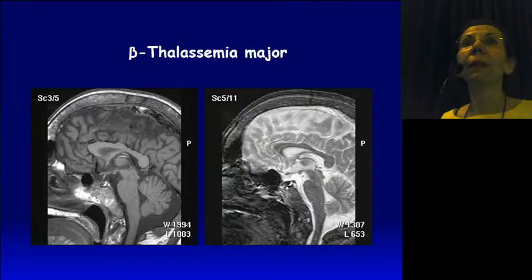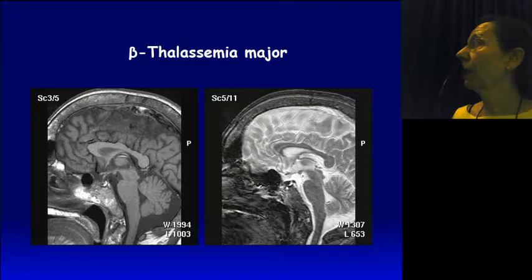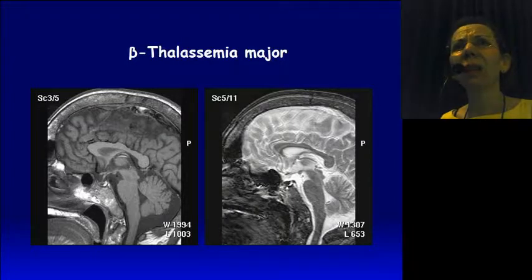So what are the imaging findings? You see that there is this thickening of the diploe, and this is due to the beta thalassemia major, and you see that the pituitary gland, even on T1 weighted sequences, is dark.